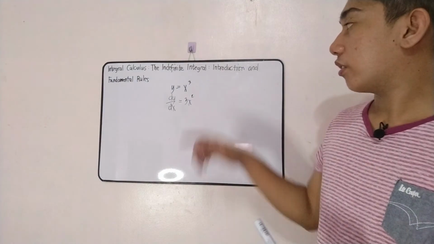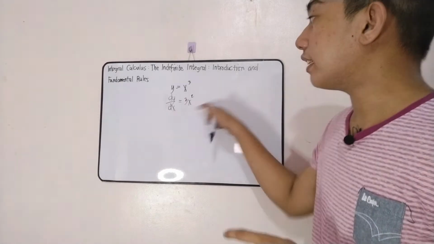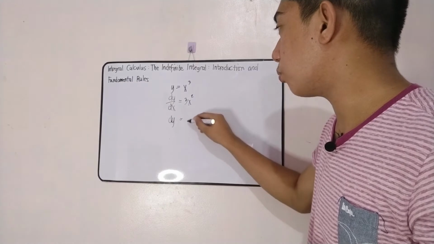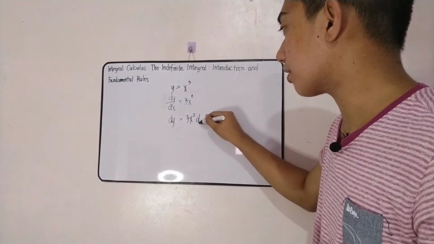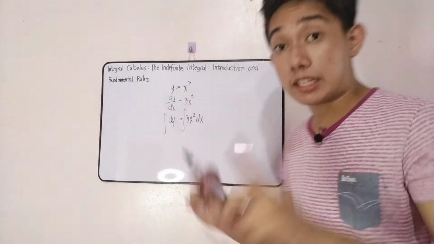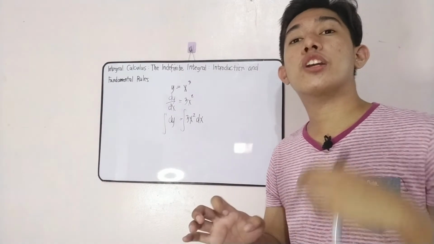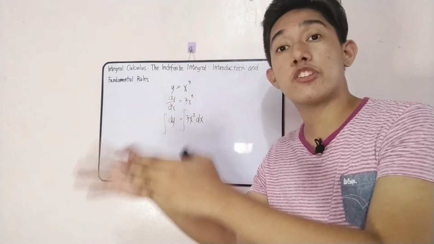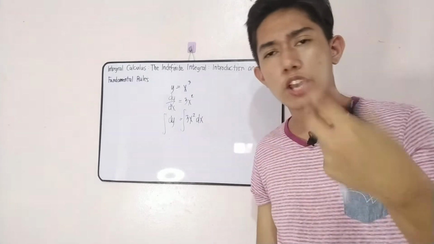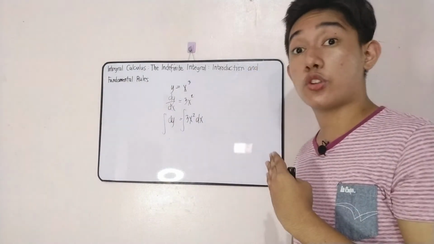So, for now, we will focus on integration. Let's say we will transform this equation into its differential form. So, dy is equal to 3x squared dx. Getting an integral of both sides will still be equal. It's just like putting something on the other side. For it to be equal, you should put something on the other side too. That's the basic concept of equality. So, when you integrate the left side, you should integrate also the right side.